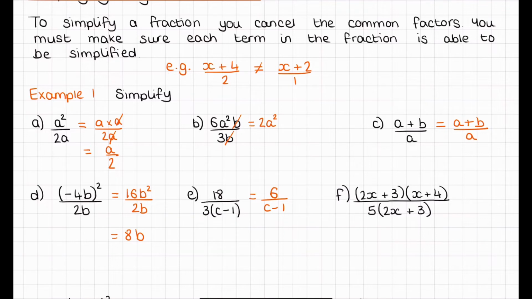And then 5 times 2x plus 3. Now, because there's no pluses and minuses separating the brackets, it's just one term on the numerator and one term on the denominator. So we just look at what's common, which is 2x plus 3, which means they can be cancelled. And we will be left with x plus 4 over 5, and we can't do anything with that.